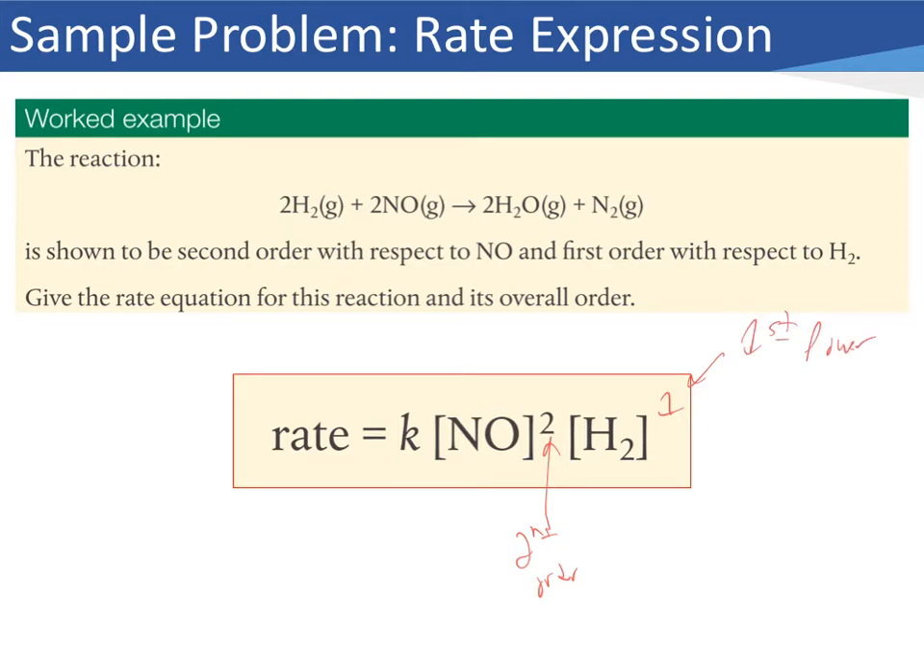Now, what that means is if I double the concentration of NO, it will quadruple the rate. And if I double the concentration of hydrogen, it will double the rate. And we'll learn later kind of what it means to be second order and first order. There's a lot more detail. This is just your first exposure to this idea. The overall order is third order because it's second order for NO and first order for hydrogen. 2 plus 1 is 3.